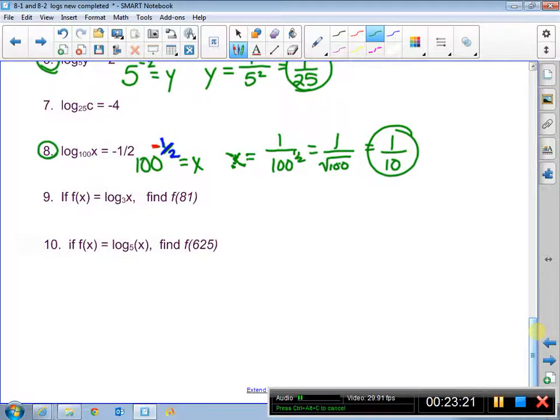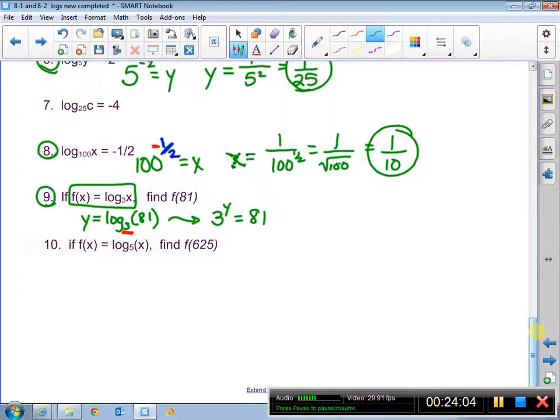Okay. In number 9, we just have a function f of x, that's the same as y equals log base 3 of 81. So remember I said earlier, you can't put this in your calculator just yet because it's a base 3. What we can do is change it to Ben form, base to the y exponent equals 81.